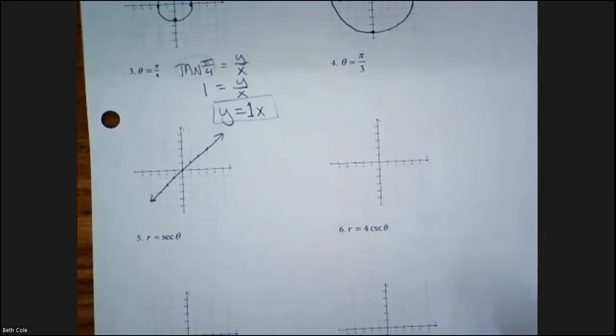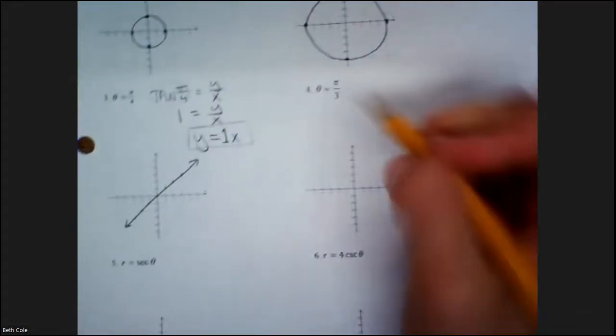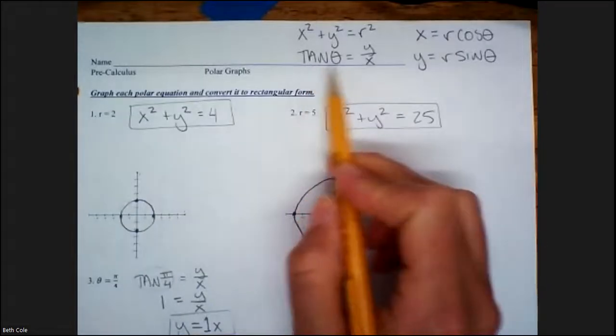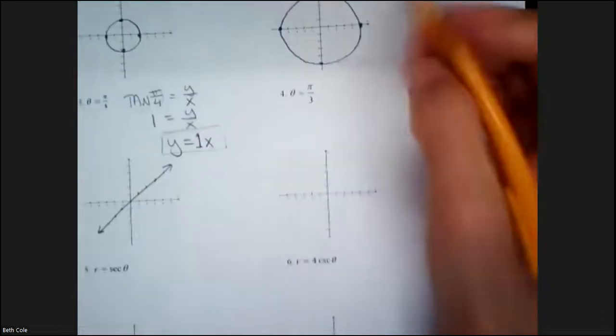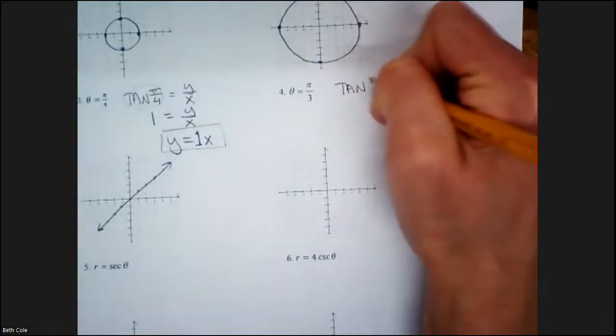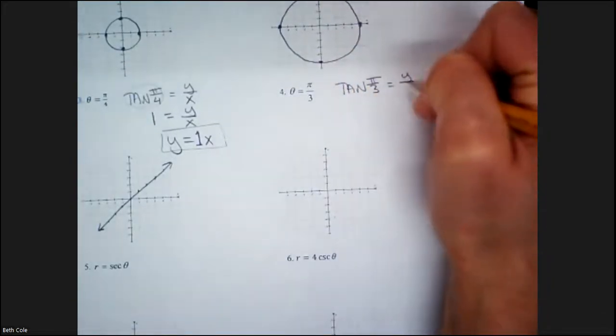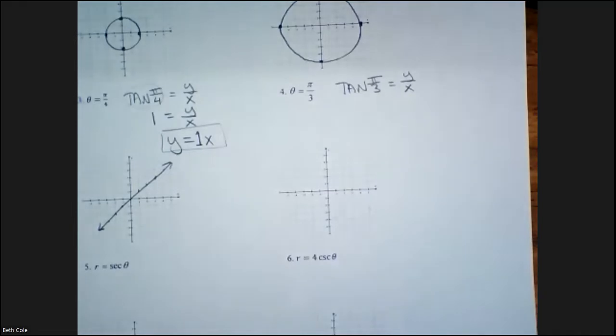So we're going to try that again. It's going to be a line. We just need to figure out what the slope is. We're going to use this conversion right here. Tangent of theta equals y over x. So tangent pi over 3 equals y over x.